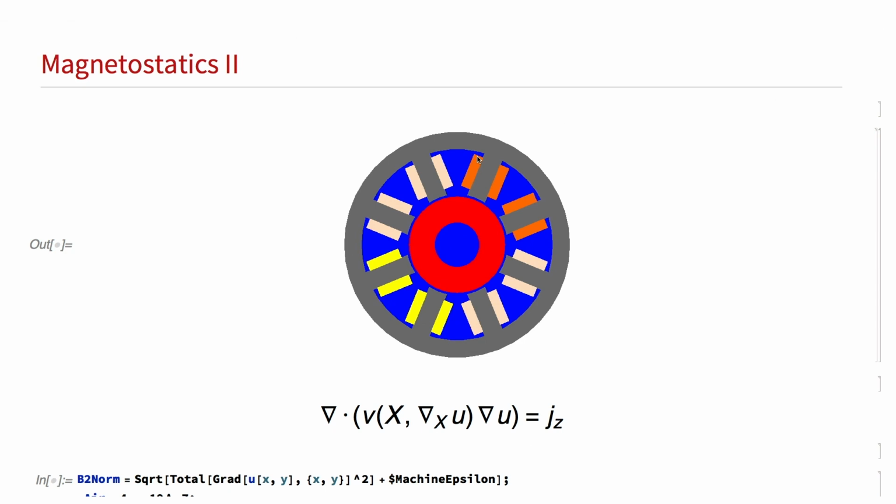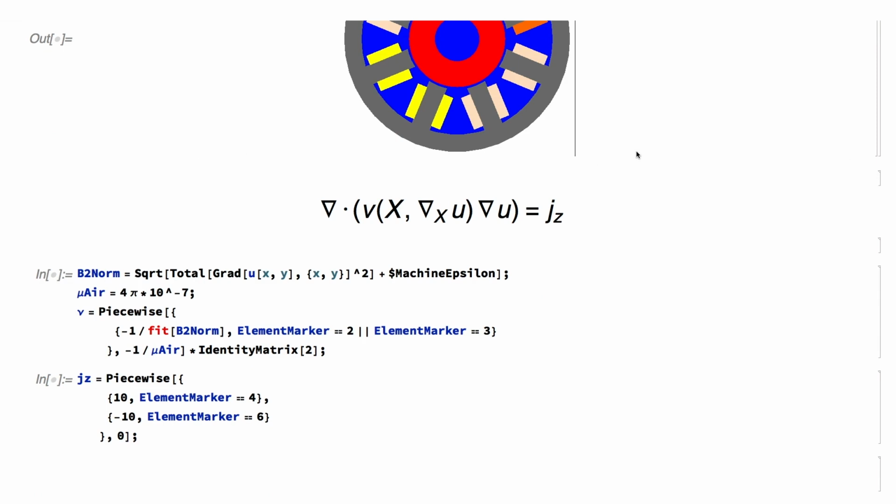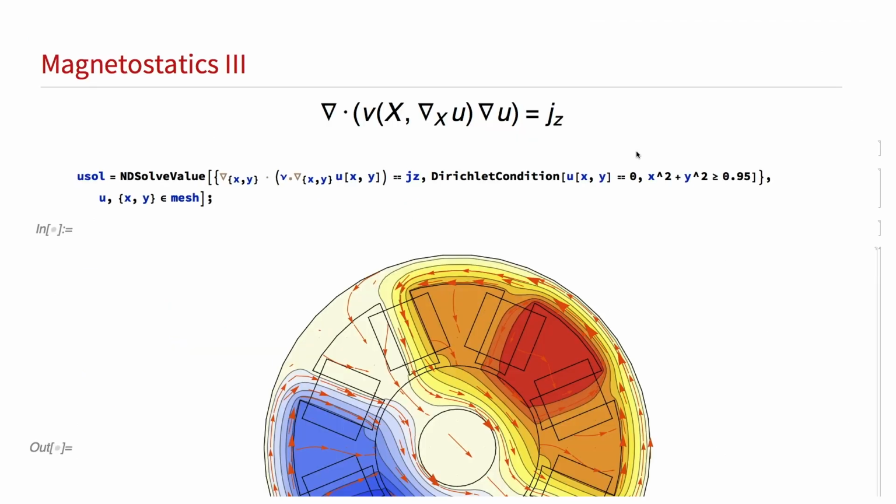That's the equation we're going to use. So we see that the gradient of u squared, the total of it, and the square root of it is the norm of the B field with the permeability of air. Here is the fit, and the fit gets as an argument the nonlinear function. The element markers pick out certain regions. So this is the stator, and the rotor is marker 2 and marker 3. And the yellow and the orange coils will have a positive and a negative current flowing through them. And then you'll get a visualization of the magnetic field and the vector field in that device right there.